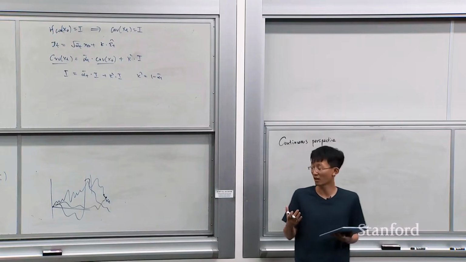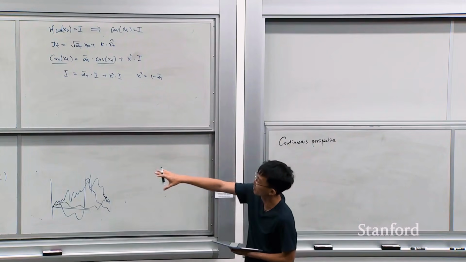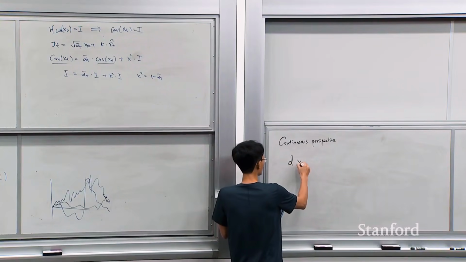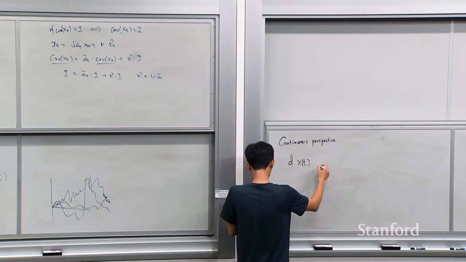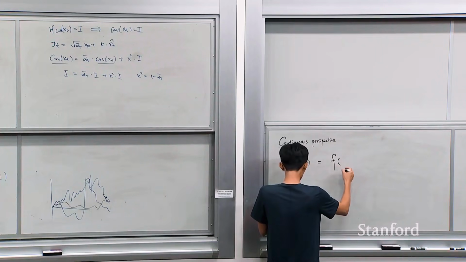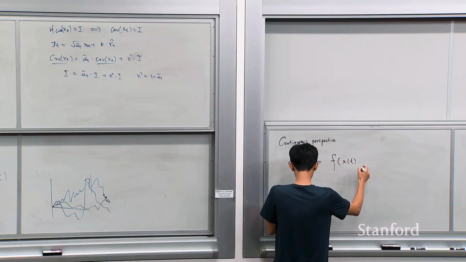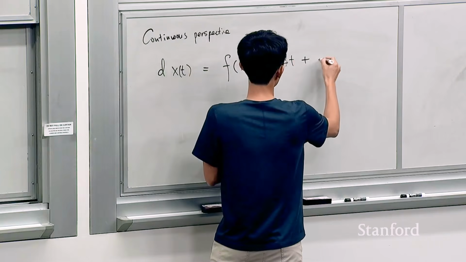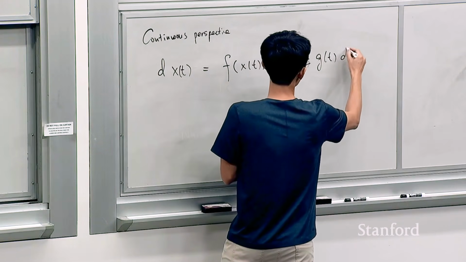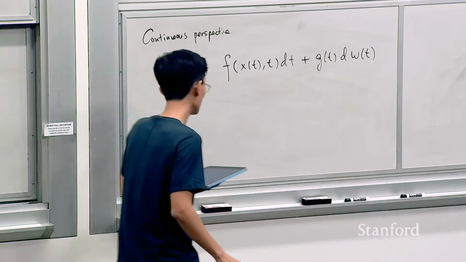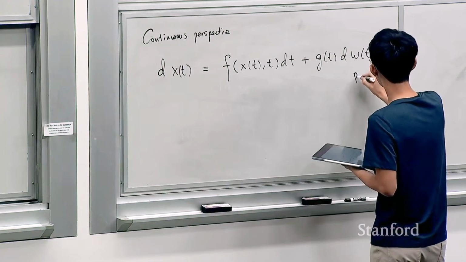When you have continuous time, how do you write this forward process? You write something like this: dxt equals a deterministic drift dt plus this Gaussian noise. This is the so-called Brownian motion.